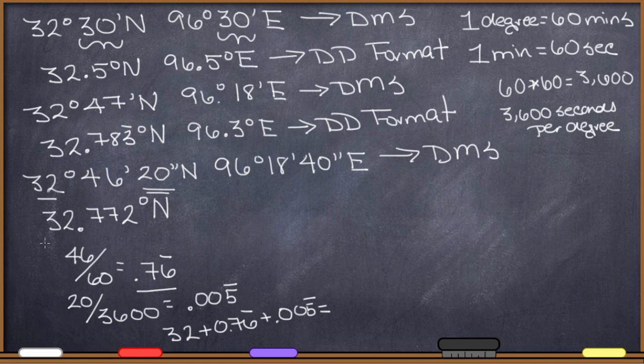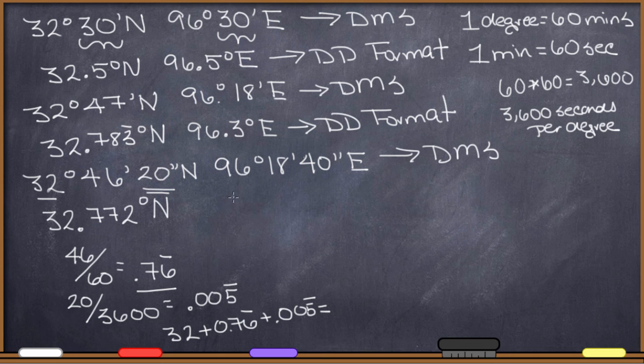And that does make sense if we said that there are 60 minutes per degree. 30 minutes would be 1/2 of a degree. 46 minutes is obviously more than half of a degree. In fact, it's more than 3/4 of a degree. So 0.772 when you add in the seconds, that seems at least like a perfectly reasonable answer, and I think it's right. So let's go ahead and repeat that over here.